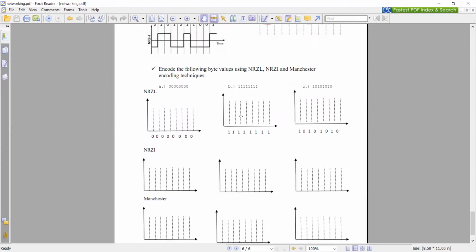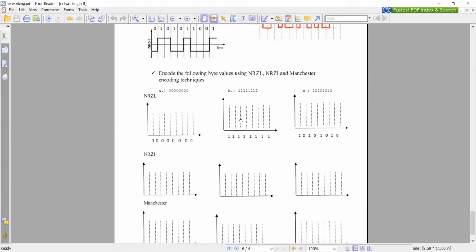I want you to do this exercise. Encode the following byte values using NRZ-L, NRZ-I, and Manchester. So what are my values? First one, you get zeros. So zeros make ones, make 101.